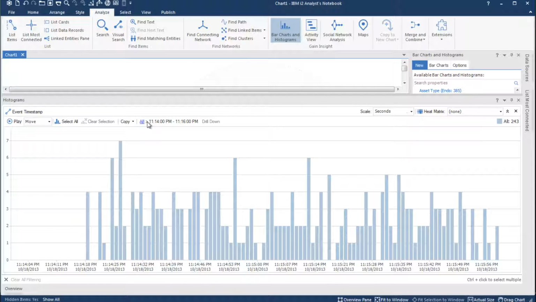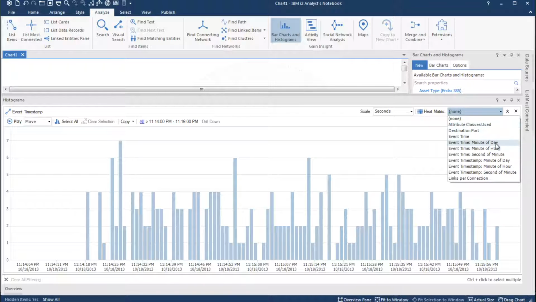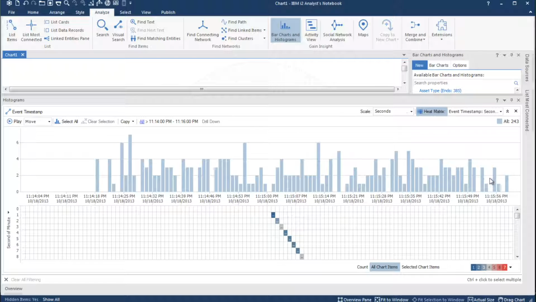By analyzing the data with the heat matrix by seconds, I see a unique pattern exists where communications shift by every second. This unique pattern further confirms that there is in fact proxy beaconing activity occurring on my network.